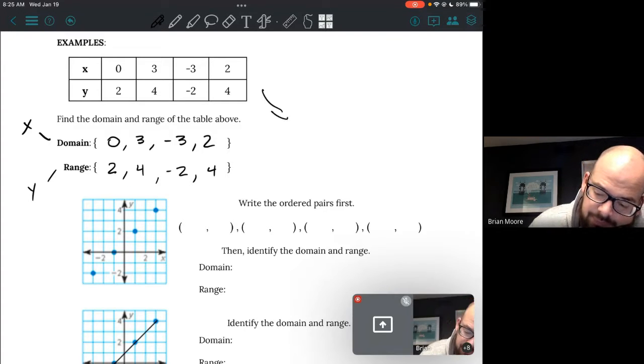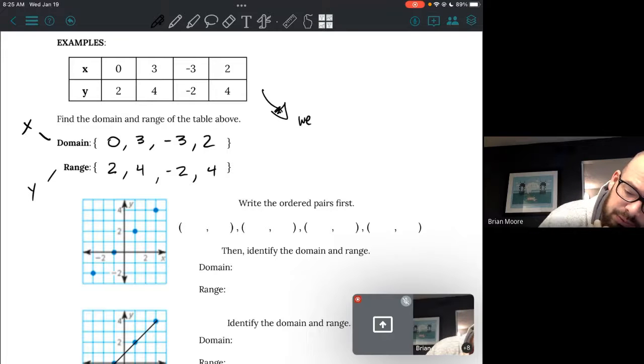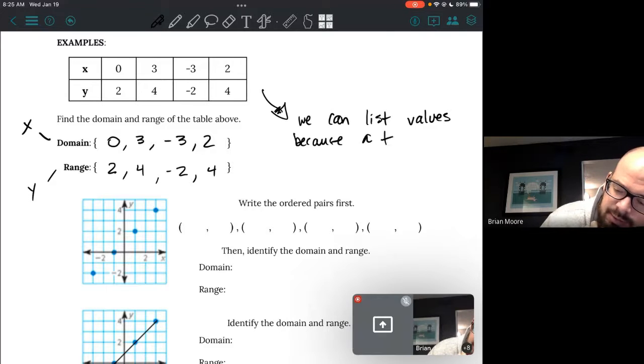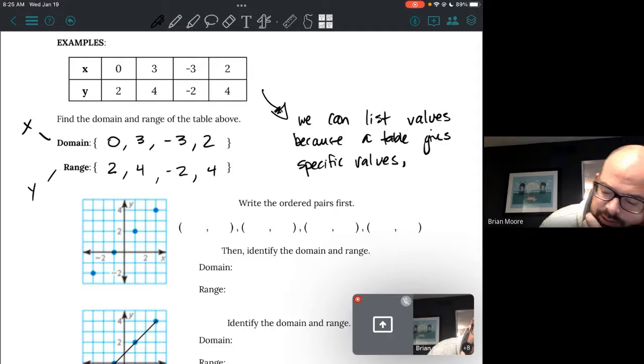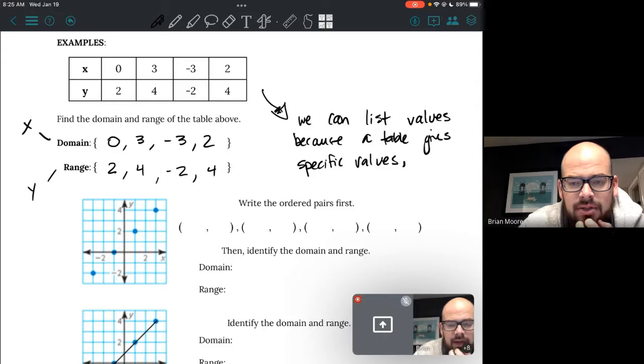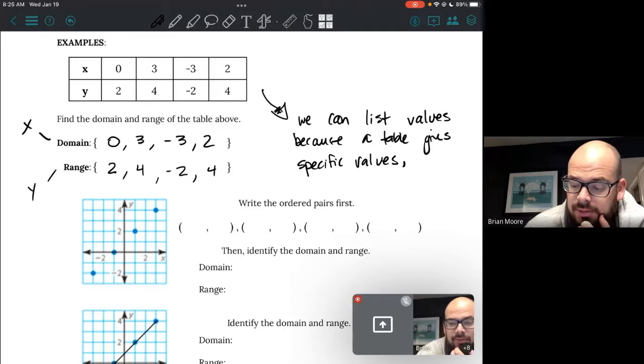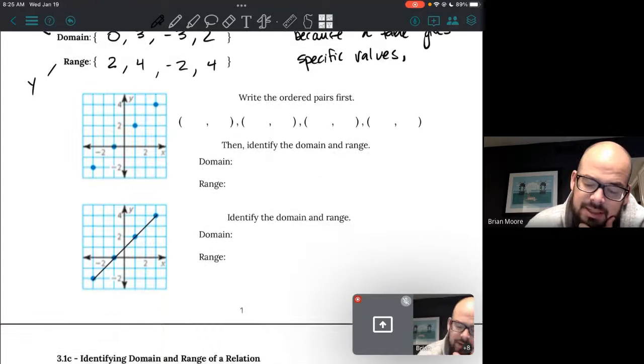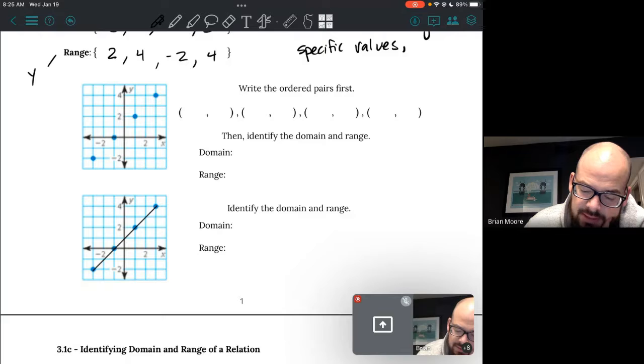Now, we can list values because a table gives specific values. In a video, you saw also how to do domain and range from a graph. Domain and range from a graph, like we're going to do right here, sometimes you can do specific values. Sometimes, and I'm going to show you that, you have to be able to write the domain and range as an interval.